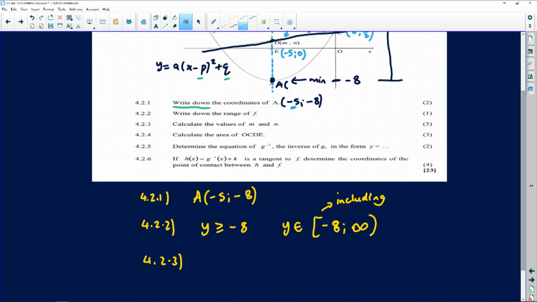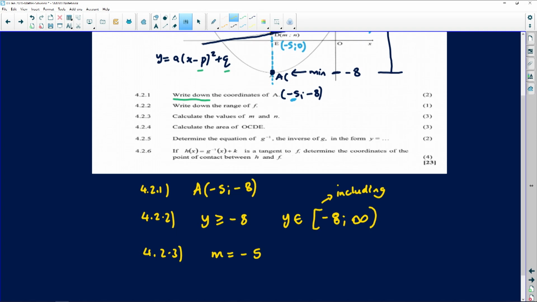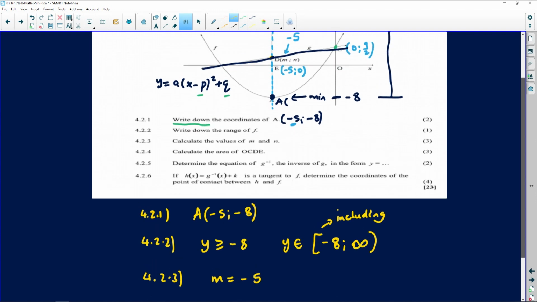So immediately, by just observation, we can see that m is equal to negative 5. Why? Because all x values on the axis of symmetry should be the same. X at A is negative 5, x at E is negative 5, and x at D will also be negative 5. It's always the case. So if you go straight vertically up, all the x values will be the same, because they are all above A. That's why m, the x coordinate of D, becomes negative 5.